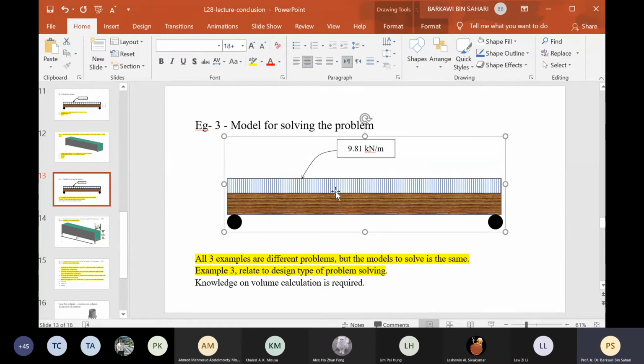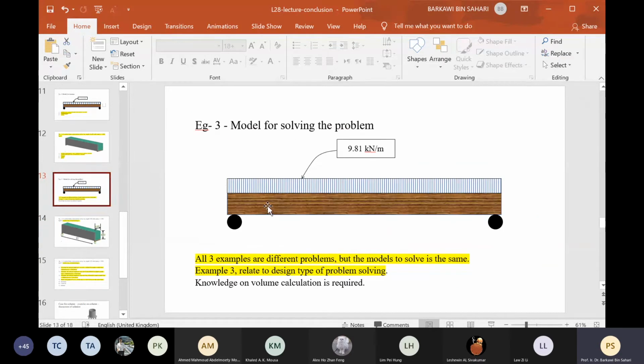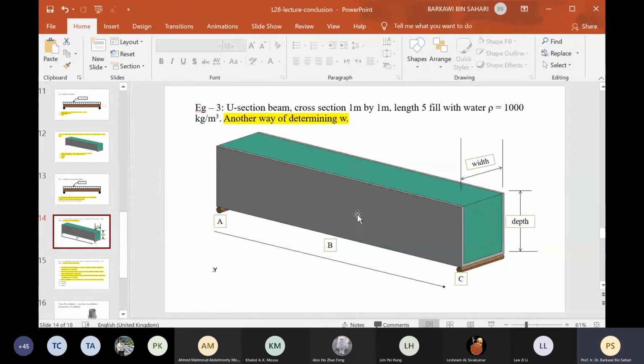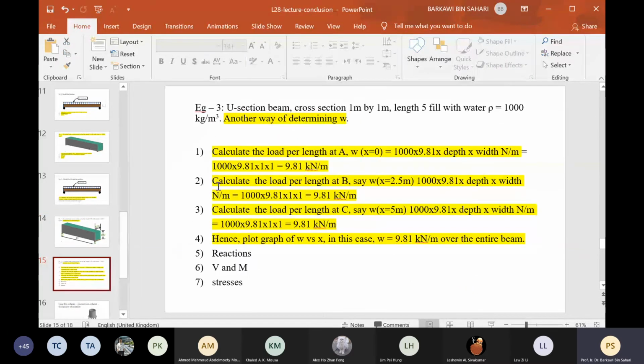So this is the model for solving the problem. Now this is the problem related to design that you actually need to solve. So see the difference now between having this to solve or being given this to solve. This is a different level of cognitive requirements. And EM 317, being a year 3 course, this is the expected level from year 3.